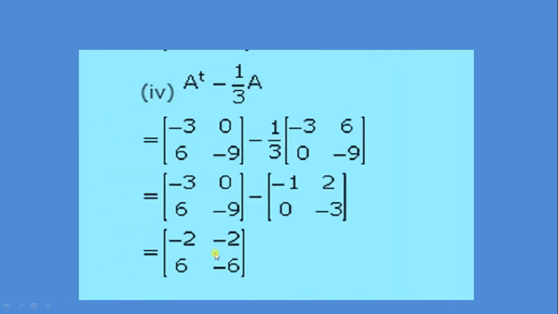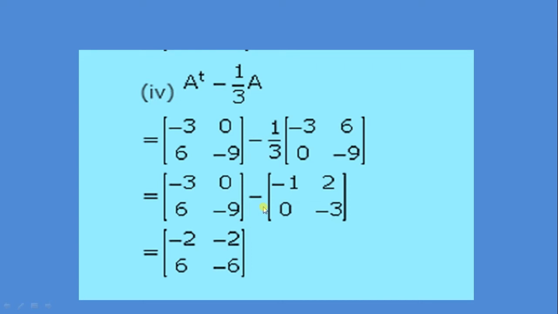In the fourth sub question, it is asked to calculate transpose of matrix A minus 1 by 3 into matrix A. So first write down the transpose of matrix A, all the elements, minus 1/3 of matrix A. Multiply all the elements of matrix A by 1 by 3. So minus 3 into 1 by 3 is minus 1. 6 into 1 by 3 is 2. 0 into 1 by 3 is 0. Minus 9 into 1 by 3 is minus 3.